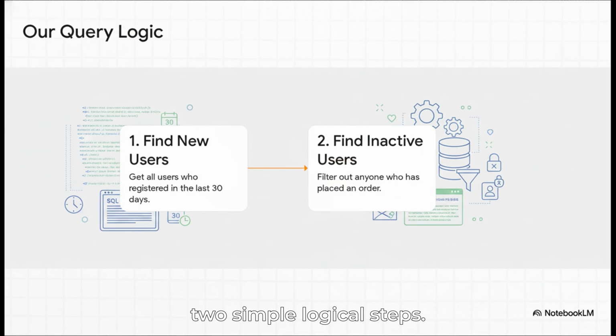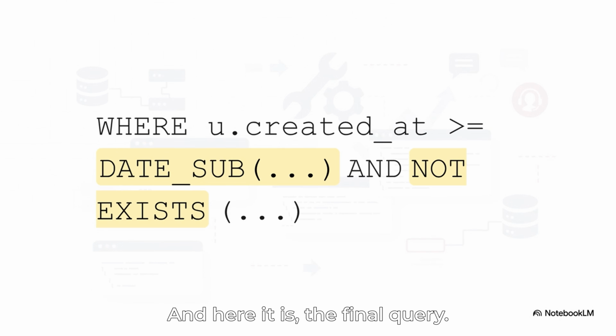We'll break it down into two simple, logical steps. First, we'll use our DATE_SUB function to grab that cohort of new users from the last 30 days. Second, we'll use a subquery to filter that list down, keeping only the people who have never, ever placed an order. And here it is, the final query.